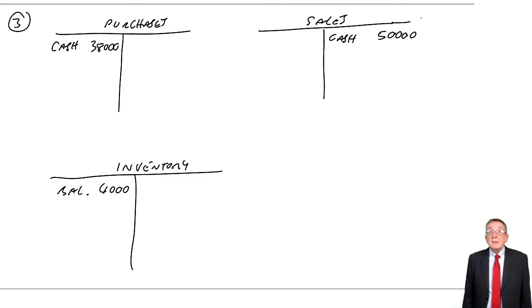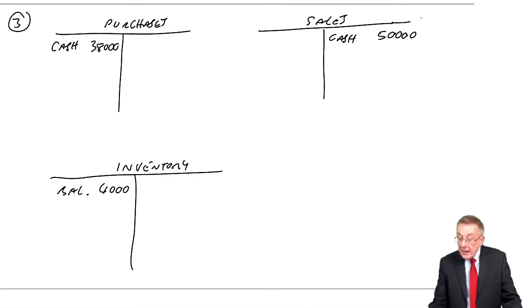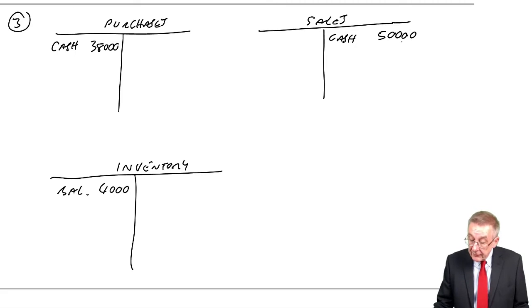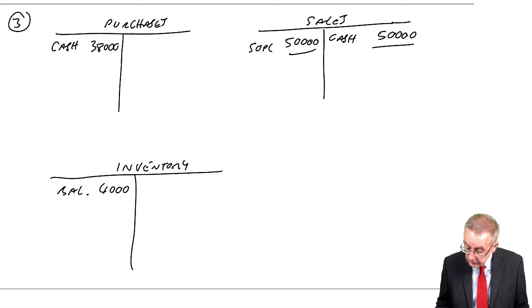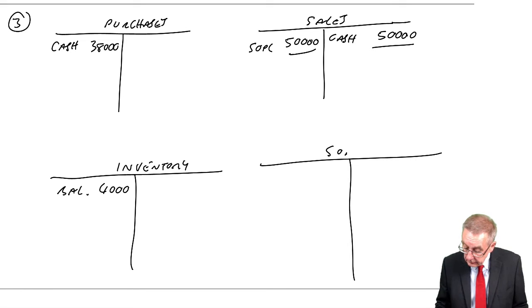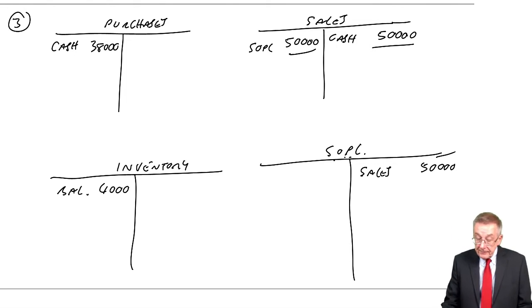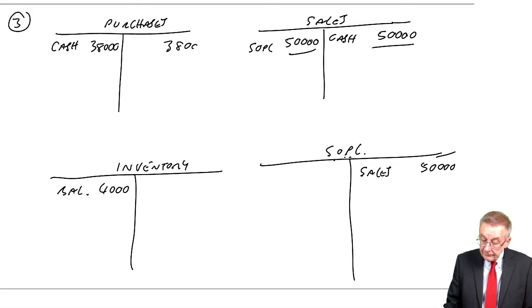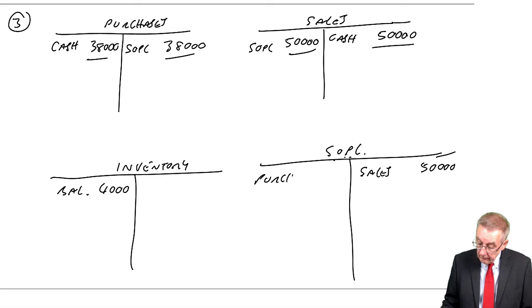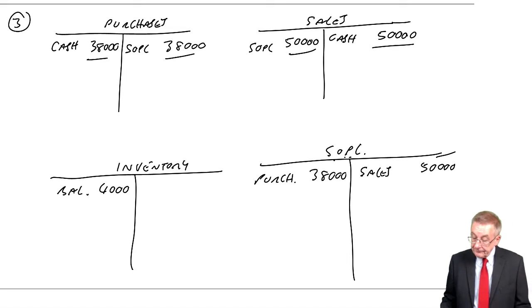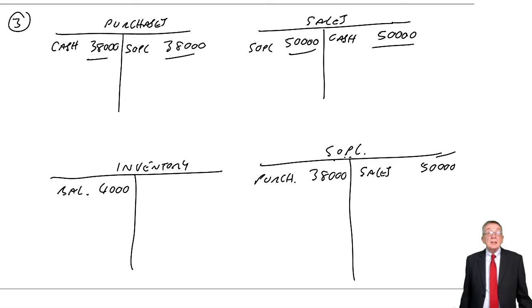The accountant arrives and closes off the accounts. Sales appear in the statement of profit or loss. Move them. Same as always. Debit sales, credit statement of profit or loss, 50,000. Purchases appear in statement of profit or loss. Move them. Same as always. But again, of course, we can't stop there.